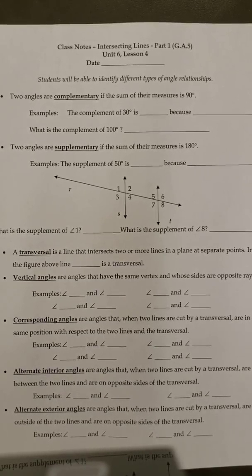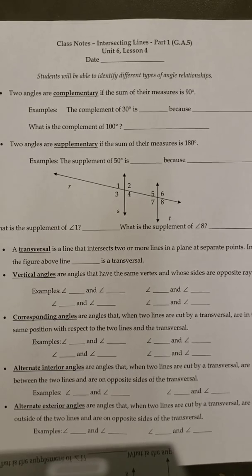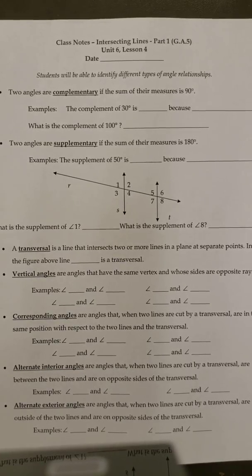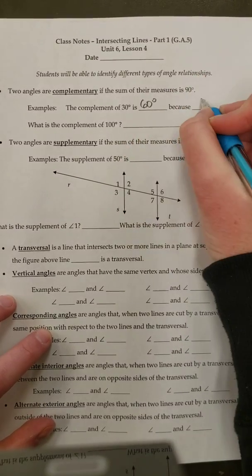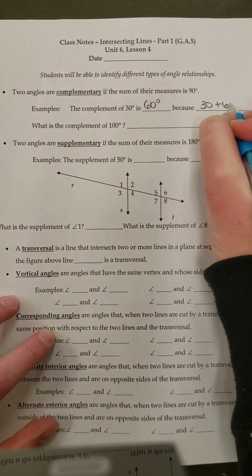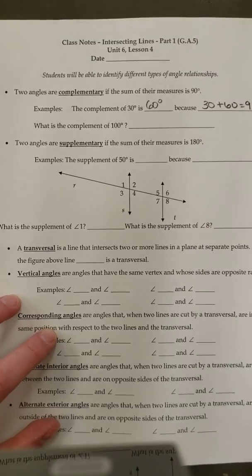So first thing, let's review a couple pieces of vocabulary. Two angles are complementary if the sum of their measures is 90 degrees. For example, the complement of 30 degrees would be 60 degrees because 30 plus 60 equals 90.